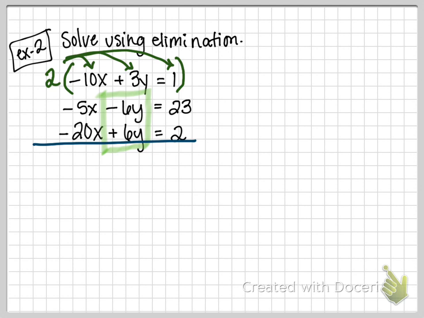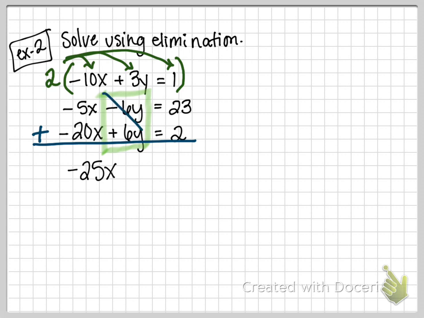So I'll draw my equal sign. I will combine the terms. Okay, be careful, because this seems to keep happening to us. What's -5x minus 20x? -25. Yes, very good. -25x.